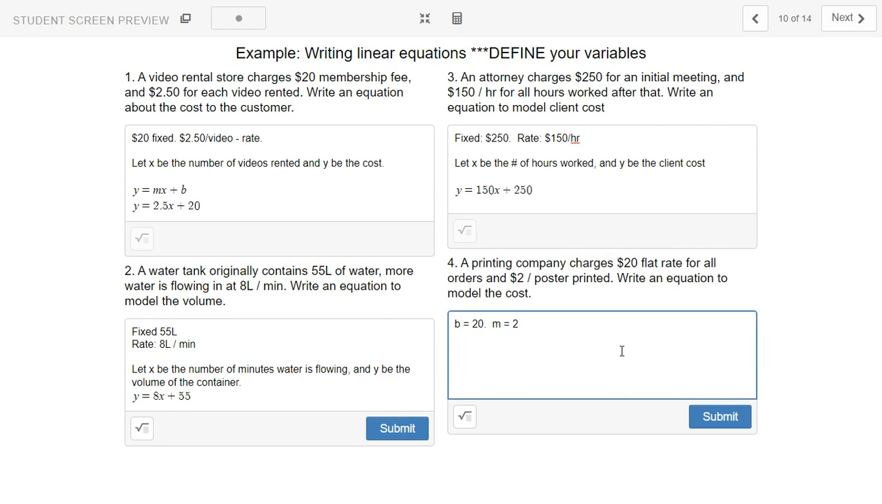So let's write our statement to define our variable. Let x be the number of posters printed. And y is the cost. So our equation, y = mx + b.